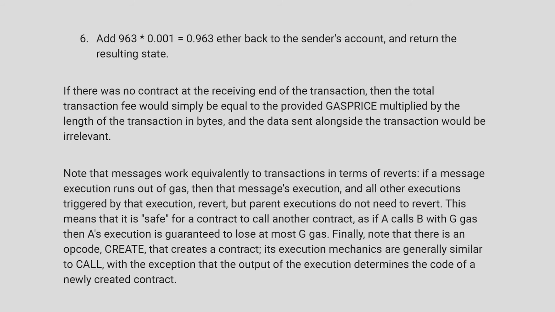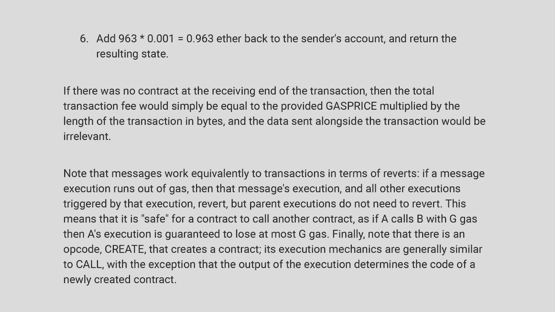If there was no contract at the receiving end of the transaction, then the total transaction fee would simply be equal to the provided gas price multiplied by the length of the transaction in bytes, and the data sent alongside the transaction would be irrelevant. Note that messages work equivalently to transactions in terms of reverts. If a message execution runs out of gas, then that message's execution, and all other executions triggered by that execution, revert, but parent executions do not need to revert. This means that it is safe for a contract to call another contract, as if A calls B with G gas then A's execution is guaranteed to lose at most G gas.